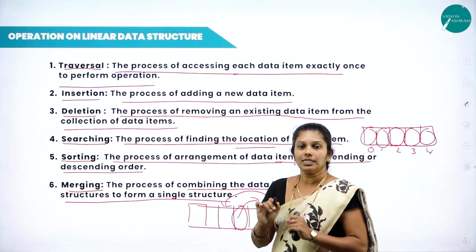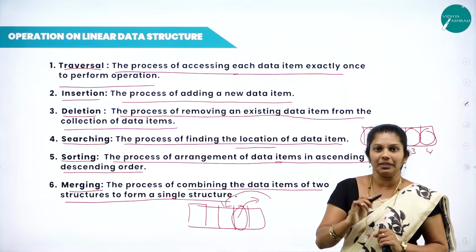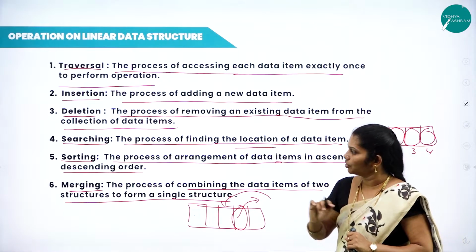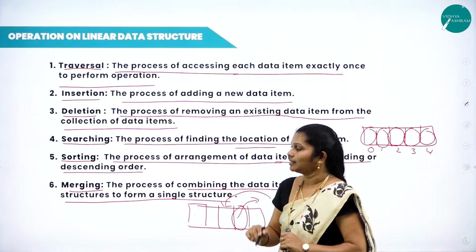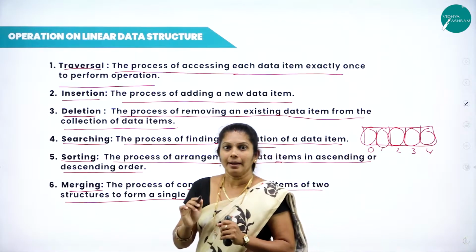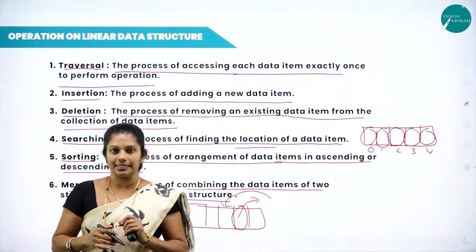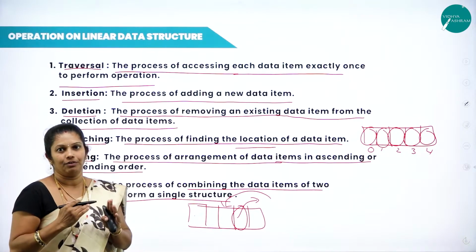Then sorting is nothing but arranging the elements in some specific order, where it may be increasing order or it may be decreasing order. And the next one is merging. Merging is nothing but combining the data structures into one single data structure. I am going to give one example for this.